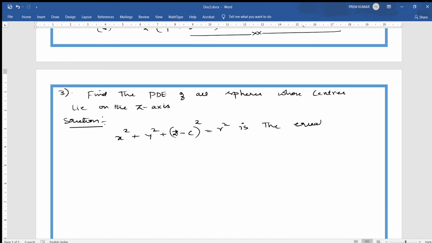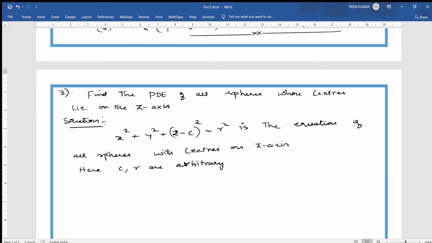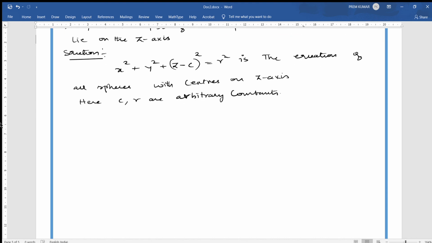This is the equation of all spheres with centers on the z-axis. Here c and r are arbitrary constants which need to be eliminated. That's why we write the word arbitrary constant. I name this equation as 1, and we are going to differentiate 1 partially with respect to x and y.